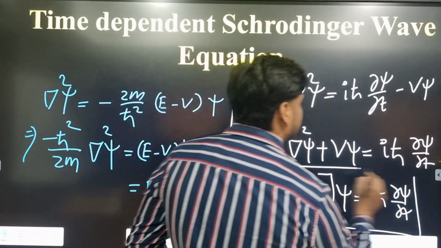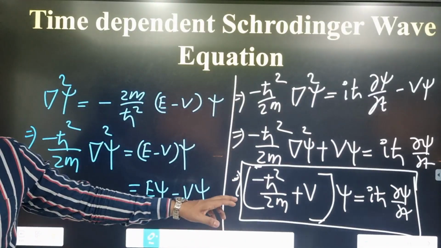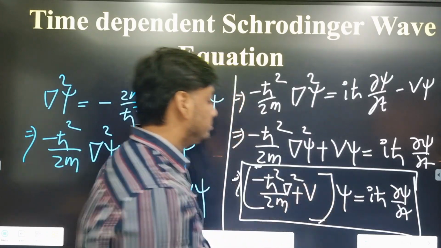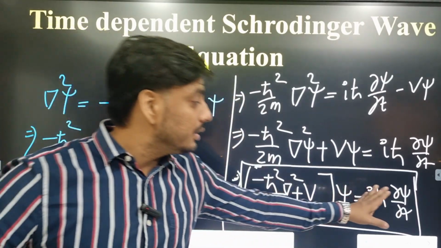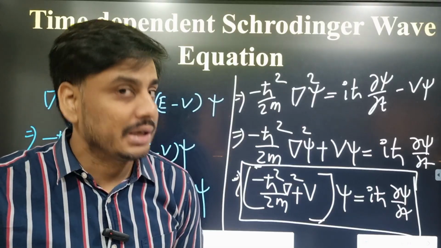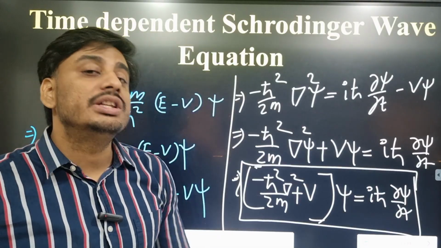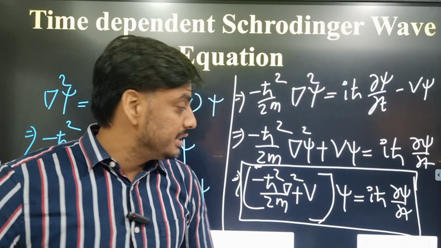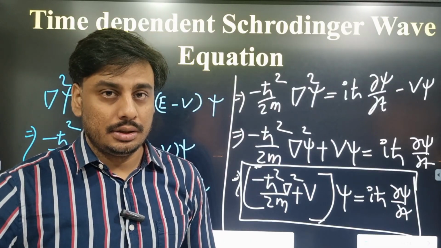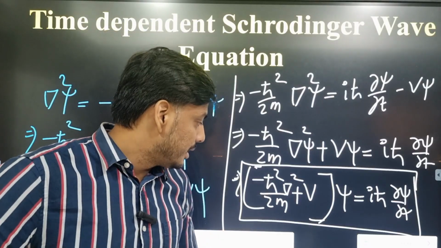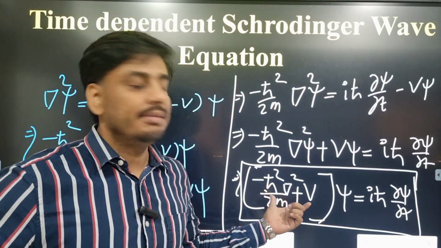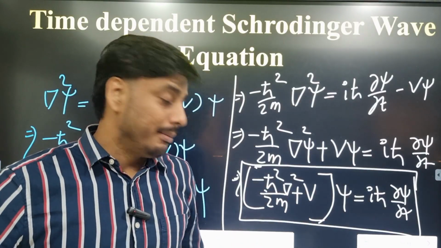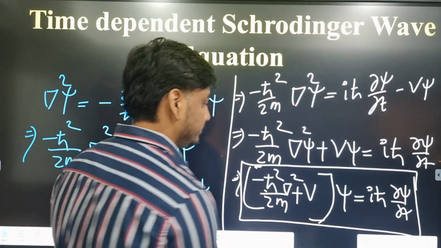So this is time dependent, because del square was there, a derivative with respect to position, but on the right hand side you can see there is a factor which depends upon time, the derivative of the wave function psi with respect to time. Since it contains the derivative with respect to t, this is said to be the time dependent wave equation, Schrödinger's time dependent wave equation. This whole term is also known as an operator, the Hamiltonian operator. This is also written as H.